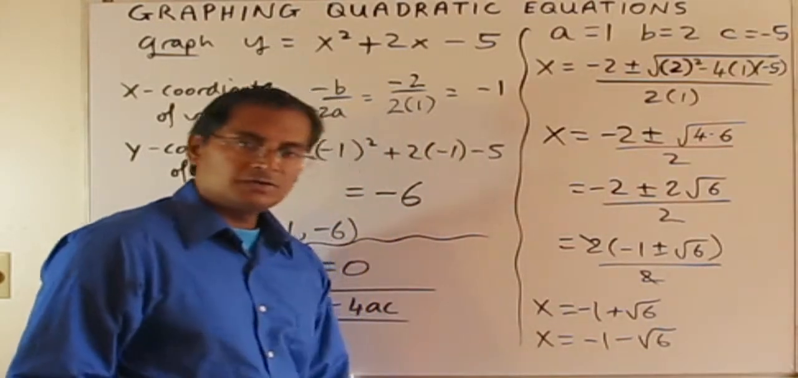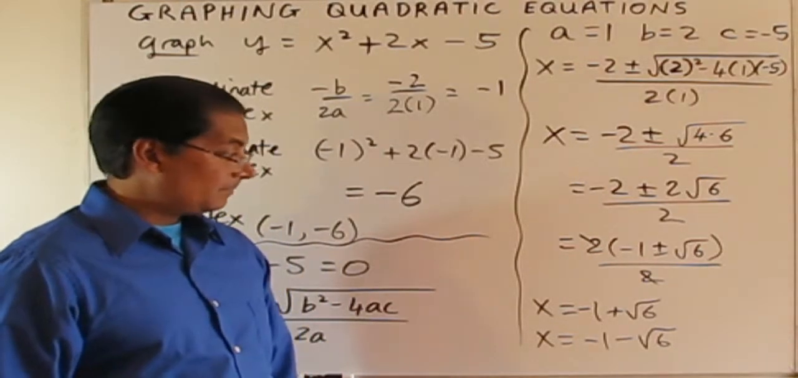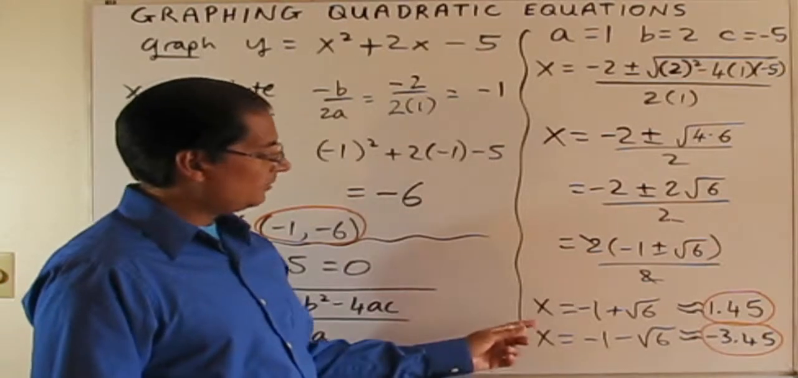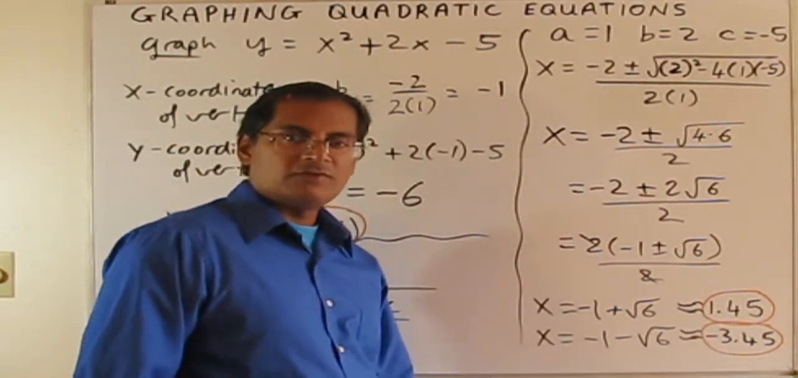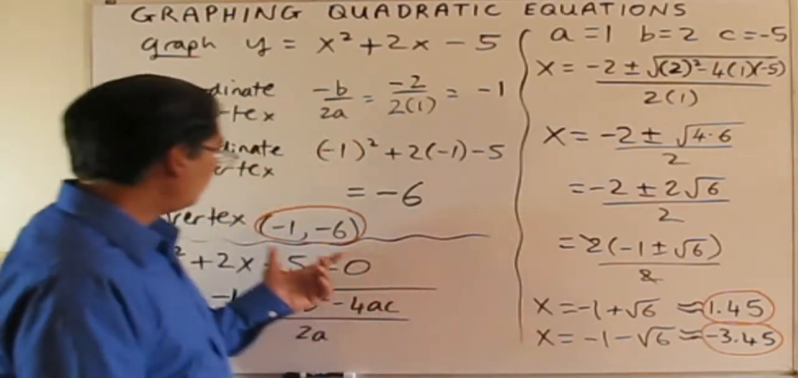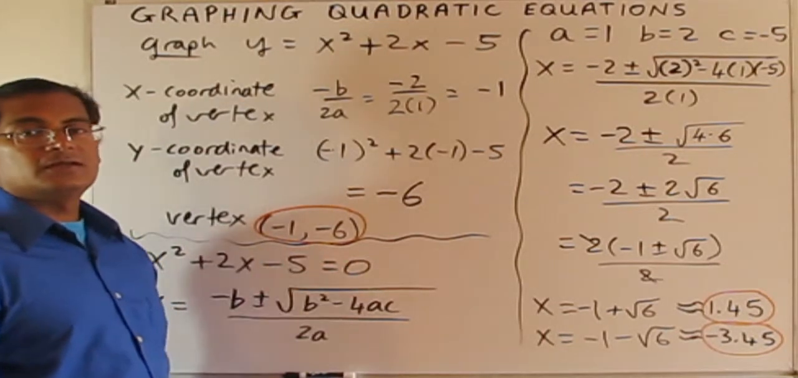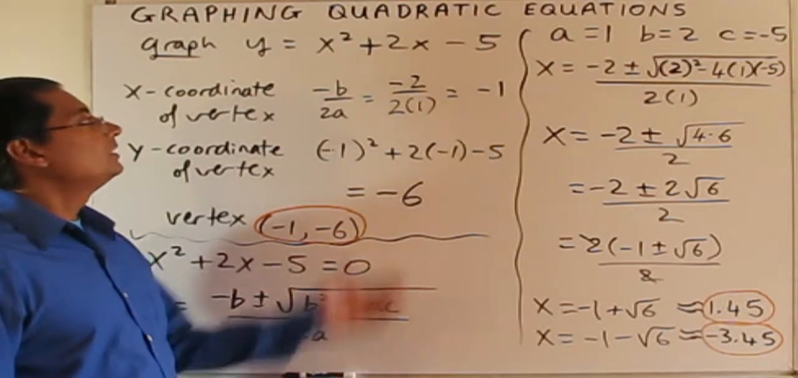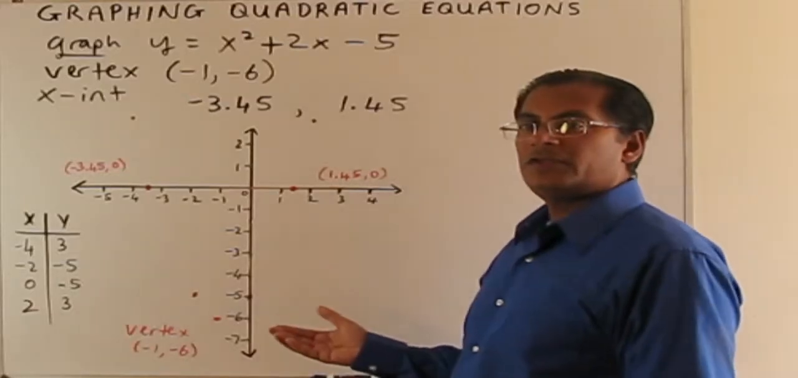These are not nice integers, and we have to use a calculator to approximate them. If we approximate these, we get x equal to 1.45 and negative 3.45, approximately if we round it. So these are our x-intercepts, and we have our vertex at negative 1, negative 6. We're going to put this together to sketch a graph of this equation, y equals x squared plus 2x minus 5. So here's a sketch of our graph.